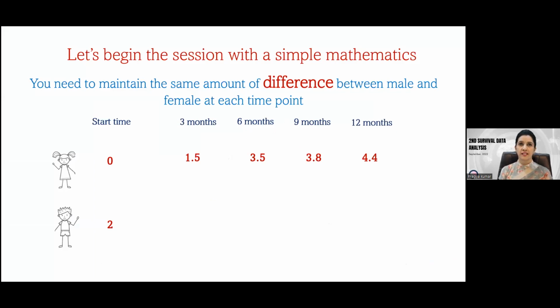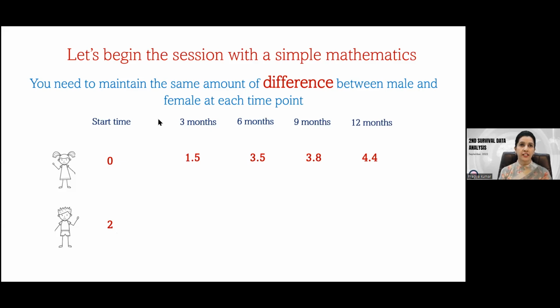So let's begin this session with a simple mathematics first. Now, what can you see on this screen? There is a girl here and there is a boy. And we have measured some outcome, which we have not specified. At the start time, the measurement was 0 in the girl, and in the boy, it is 2.